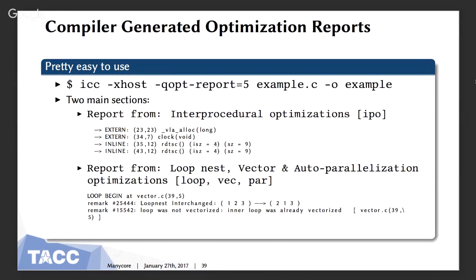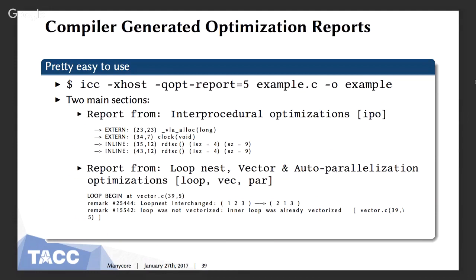So these compiler generated optimization reports are pretty easy to use, I would say. You just do your compile line, as shown here, ICC x host for vectorization, and then the flag qopt-report. Qopt-report=5 is the most detailed report that you can get. I think it varies from 1 to 5. 2 is the default, but I figure why not just get the most detailed one that you can get.